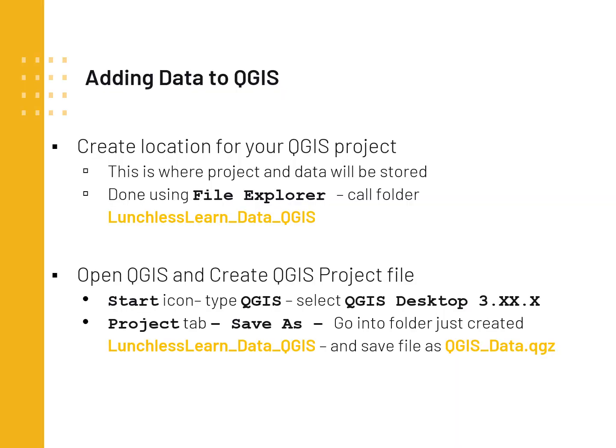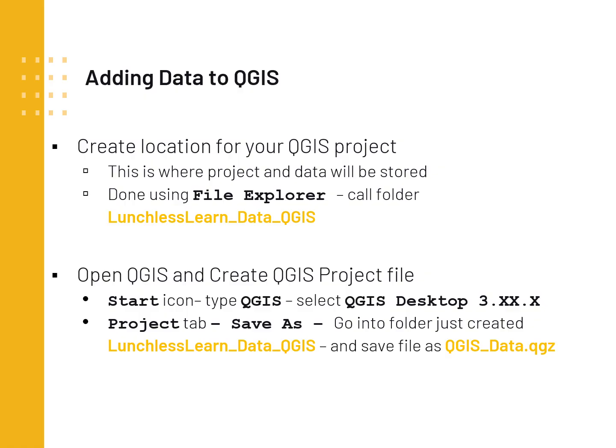So now that we have the data, we want to create a location for our QGIS project to exist. This is where the project and the data will ultimately be stored. So we're going to do this using the File Explorer application, and we're going to create a folder called lunchlistlearn_data_QGIS in a location that's known to you.